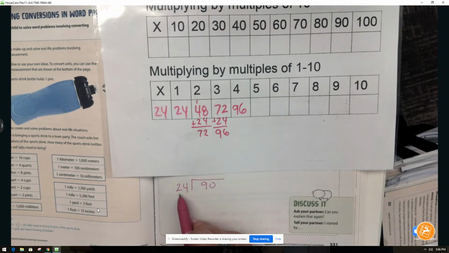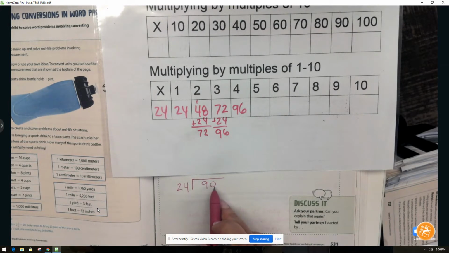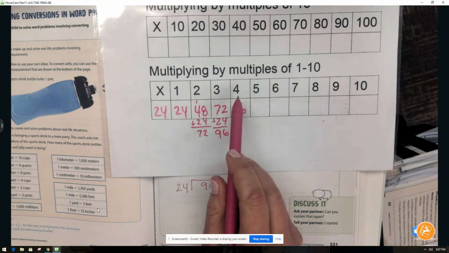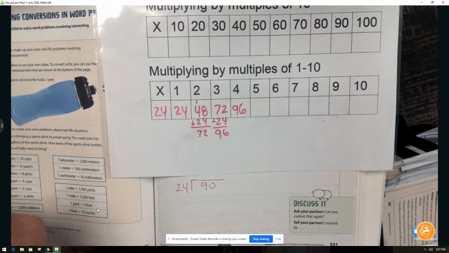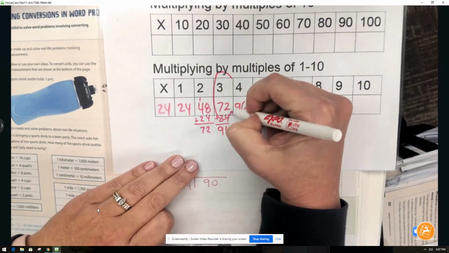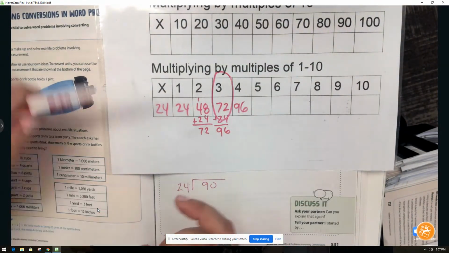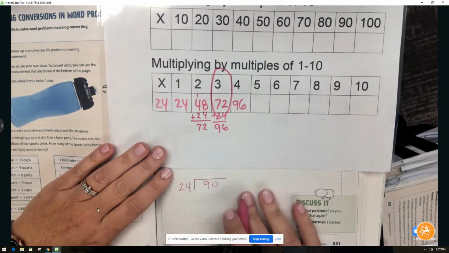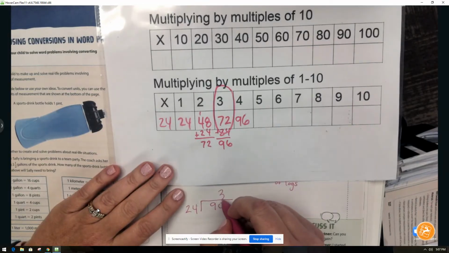Now, remember, we try to find out how many groups of 24 go into 90 without going over. So how many groups of 24 go into 90 without going over? That's right. 3 groups of 24 go in without going over. So 24 goes into 90 3 times evenly.